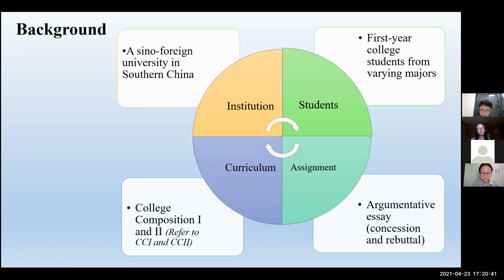At Sino-American University in southern China, where I collected the data, our first-year freshman students are required to take two basic college composition courses as part of their requirement. Those two courses are referred to as CC First and CC Second. Argumentative essay is one of the four essays required in CC Second. It asks students to choose a debatable topic and use the language of recession, concession, and rebuttal.